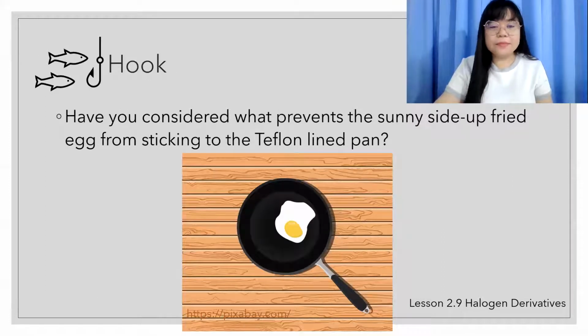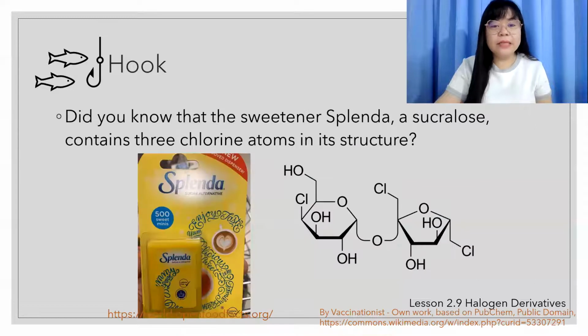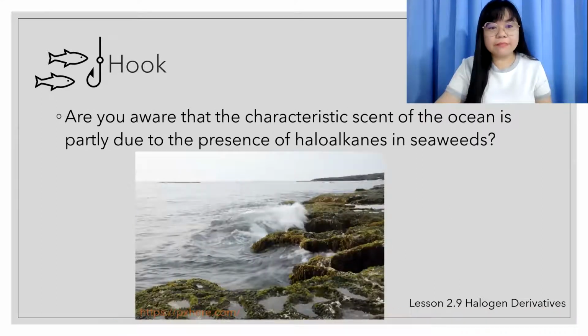To start, have you ever considered what prevents the sunny side up fried egg from sticking to the Teflon-lined pan? Did you know that the sweetener Splenda, a sucralose, contains 3 chlorine atoms in its structure? And are you aware that the characteristic scent of the ocean is partly due to the presence of haloalkanes in seaweeds?